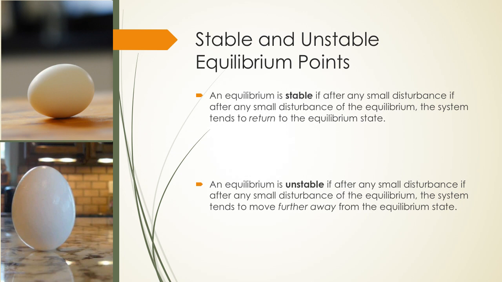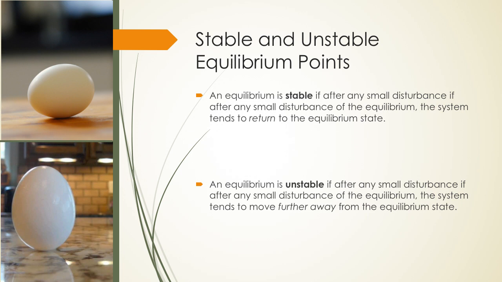An equilibrium is stable if after any small disturbance from the equilibrium, the system tends to return to the equilibrium state. An equilibrium is unstable if after any small disturbance from the equilibrium, the system tends to move further away from the equilibrium state. A useful example is balancing an egg.